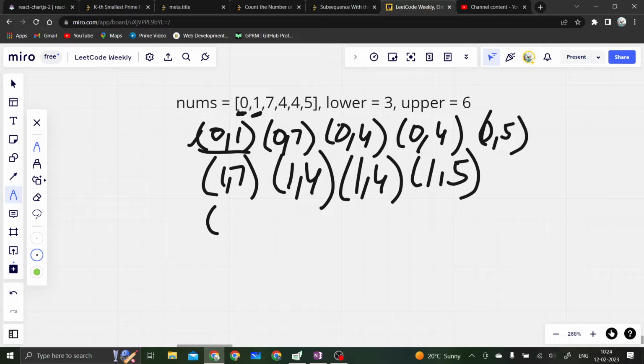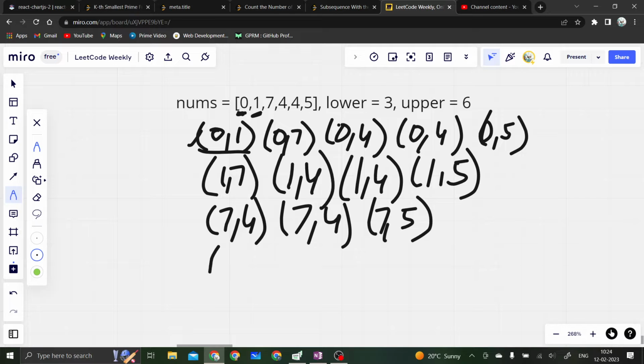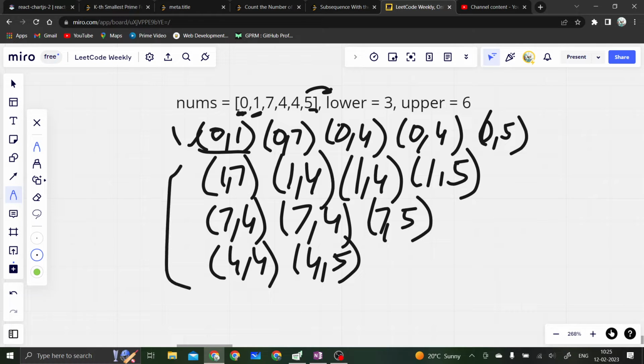Then we will form pairs with 7. With 7 we will have 7 comma 4 twice and 7 comma 5. And after this we will have 4 comma 4 and 4 comma 5. With 5 we don't have any value further, so we will not form any pairs with 5 as the first element. Now we will check out of all these pairs what are the fair pairs.